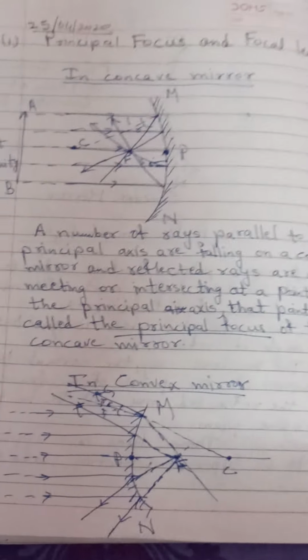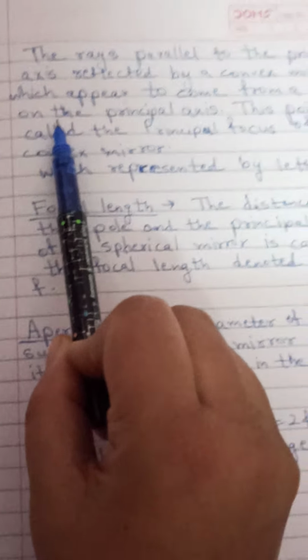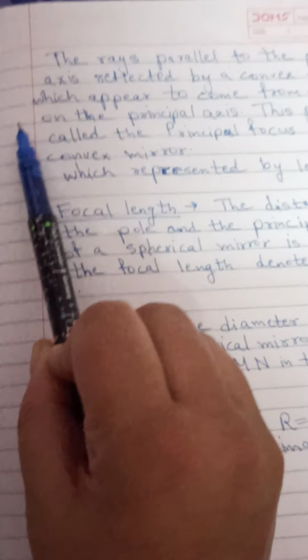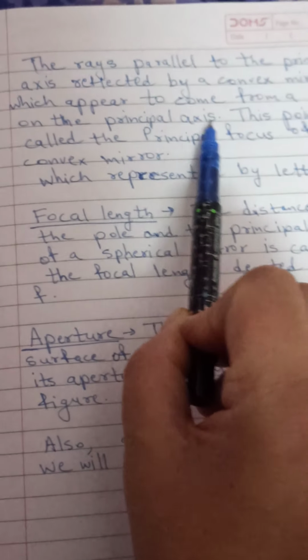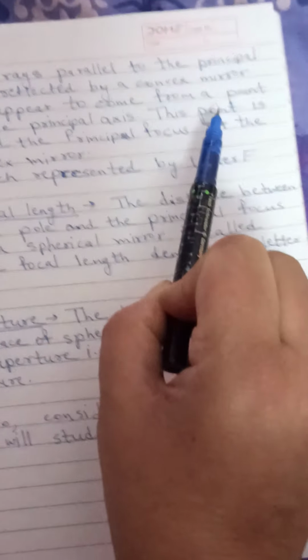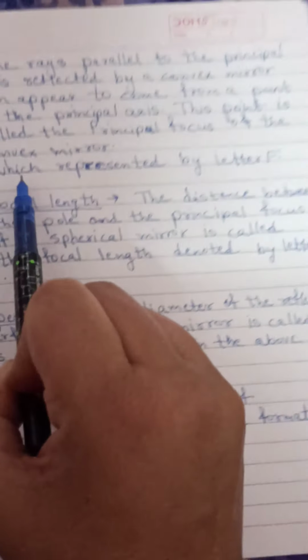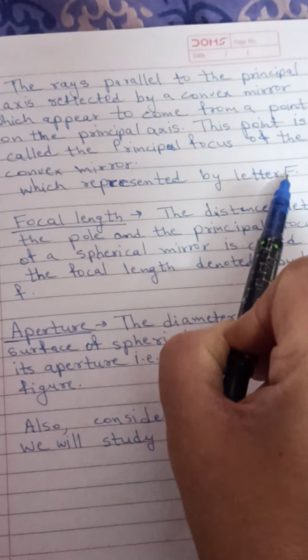Then what is focal length? The definition of principal focus of the convex mirror: the rays parallel to the principal axis reflected by a convex mirror appear to come from a point on the principal axis. This point, the intersecting point, is called the principal focus of the convex mirror. This focus is represented by capital letter F.